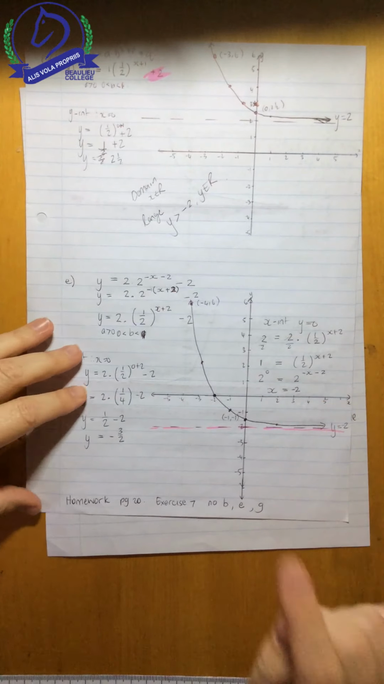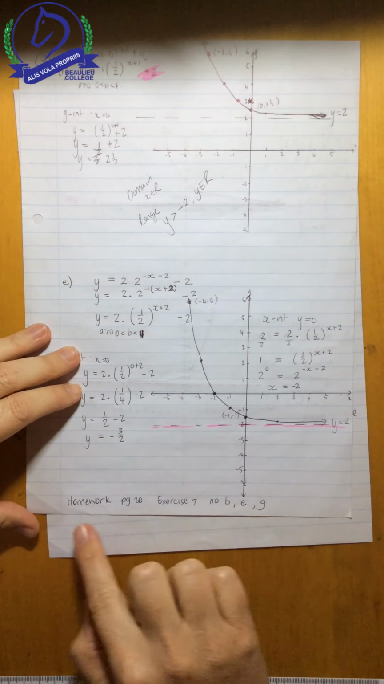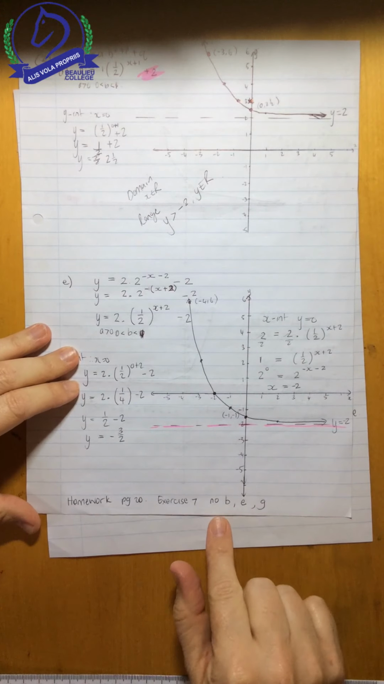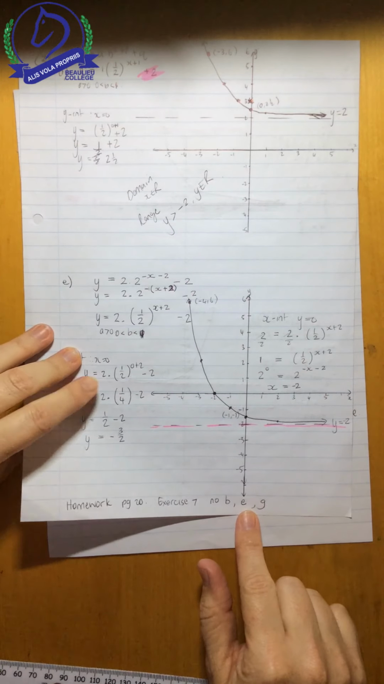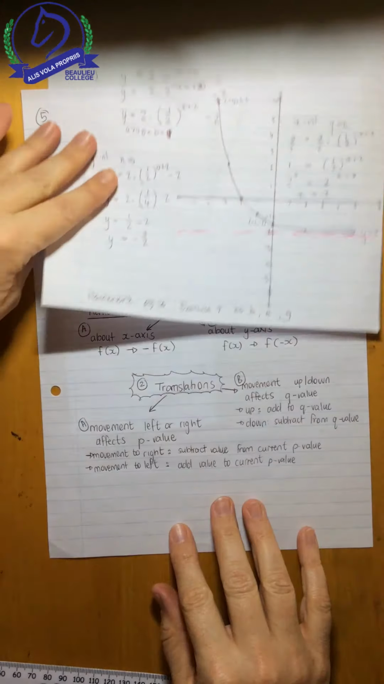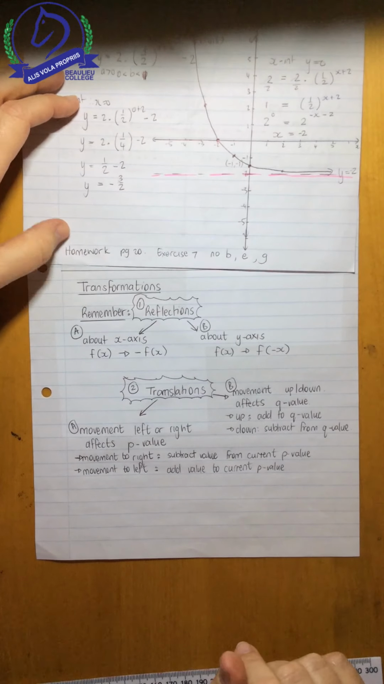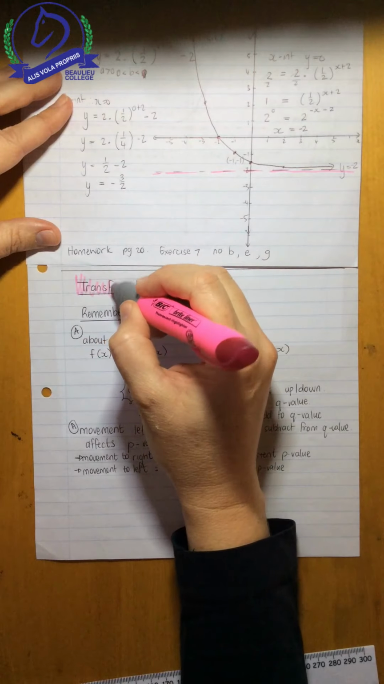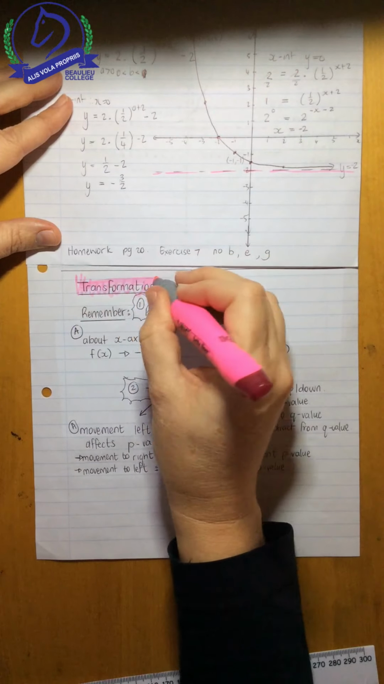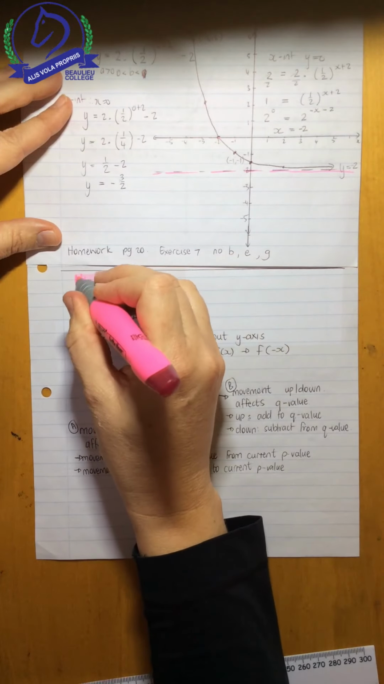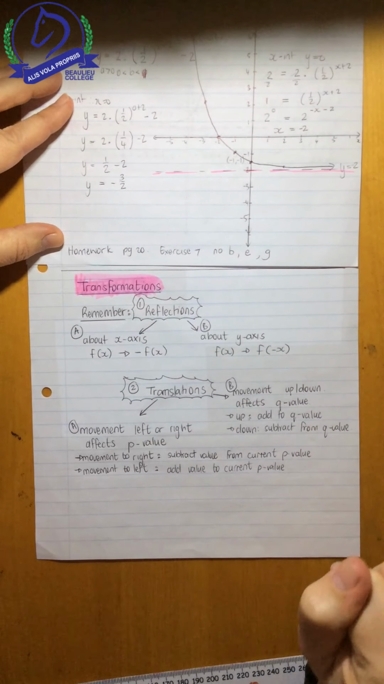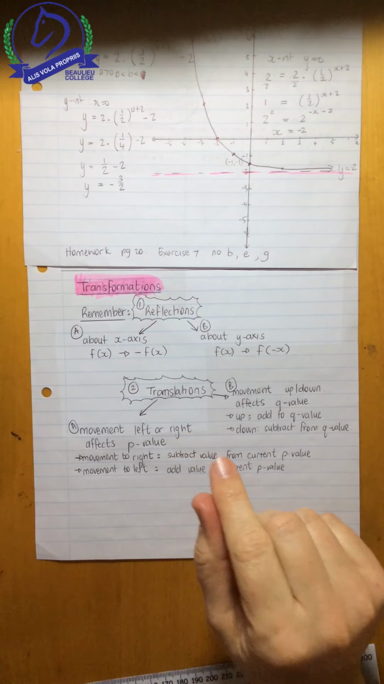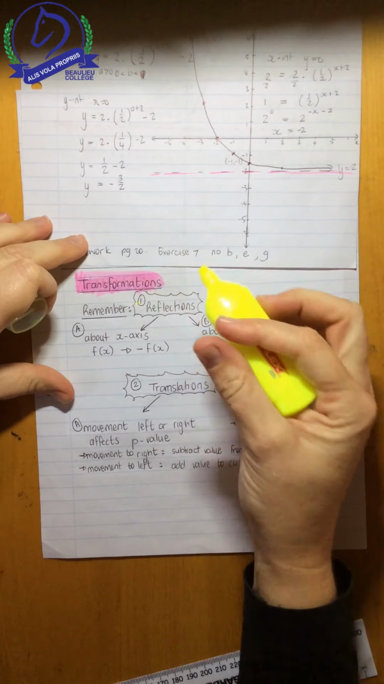Okay, so your homework for drawing exponential functions is exercise 7, number B, E, and G, and you'll have your answers loaded already to check your work. I just need to do one last thing in this lesson and speak about transformations. How does transformation affect functions? Well, you have two. You have reflections and you have translations.